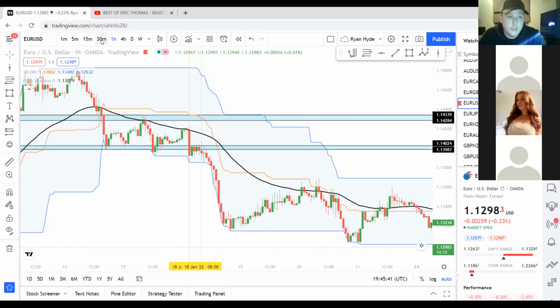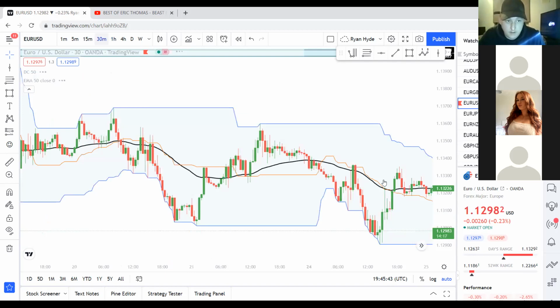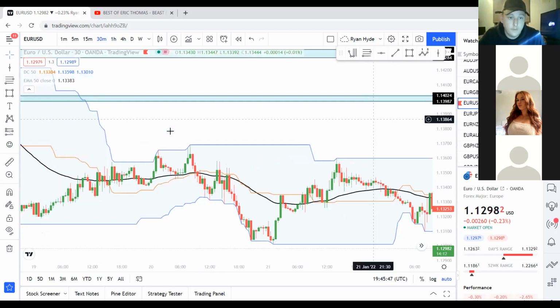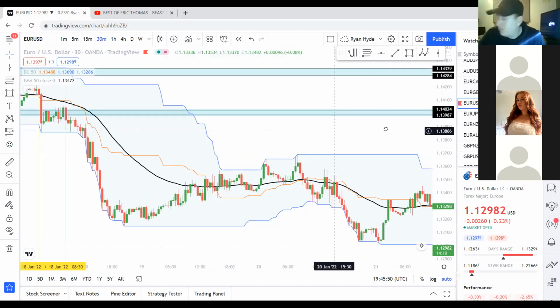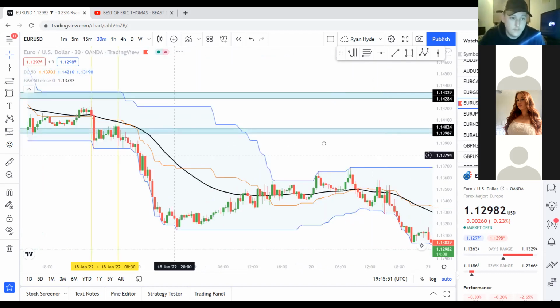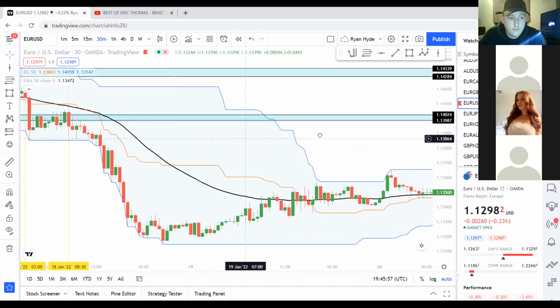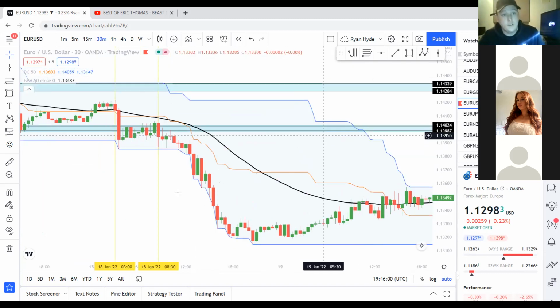So if we were to go back to the 30-minute time frame, so on the 30-minute time frame, we come to this red engulfing candle here. And then on the 15-minute time frame, it's an evening star, and on the 1 hour time frame, it's a red candle.